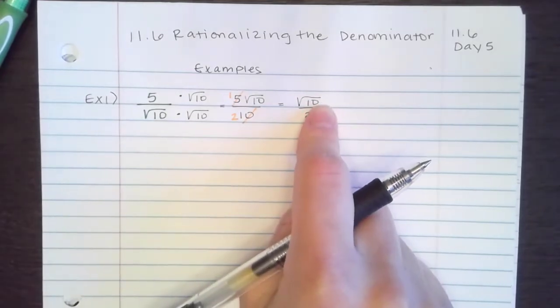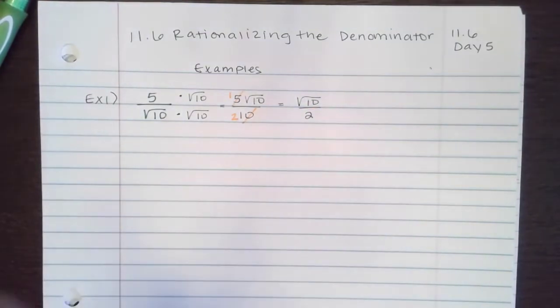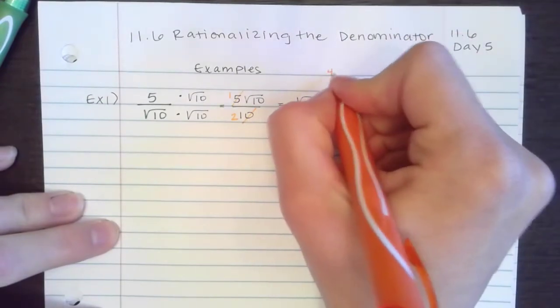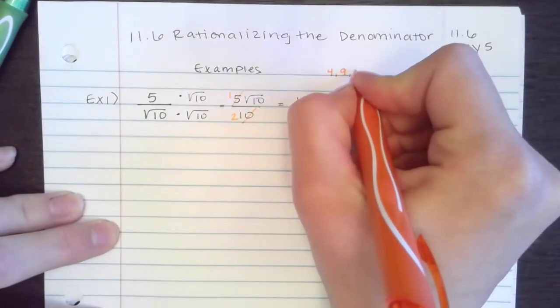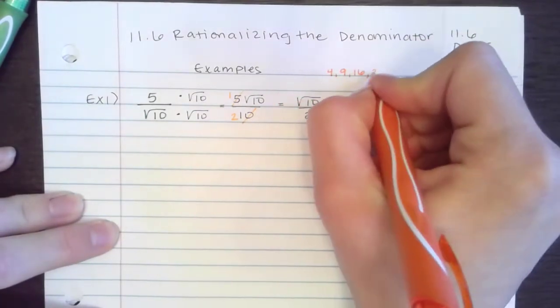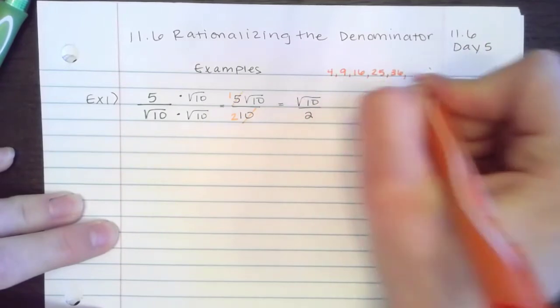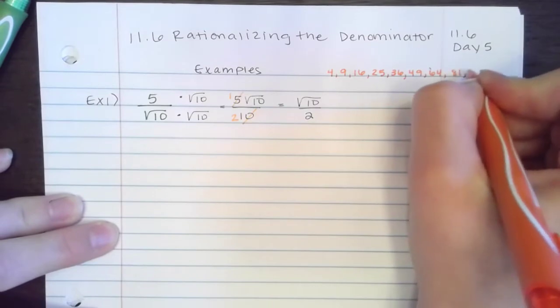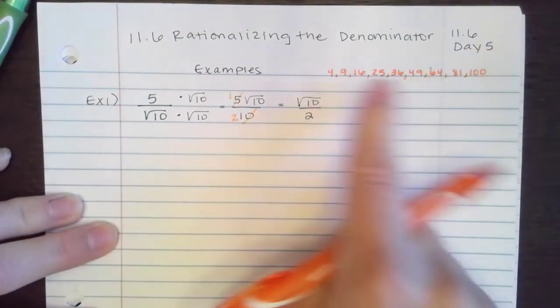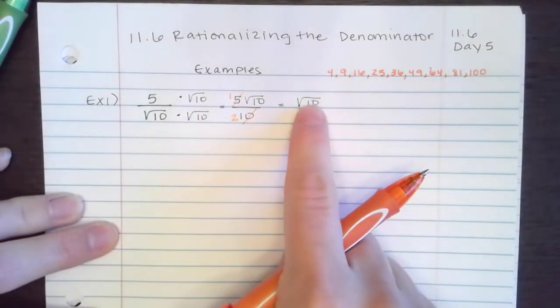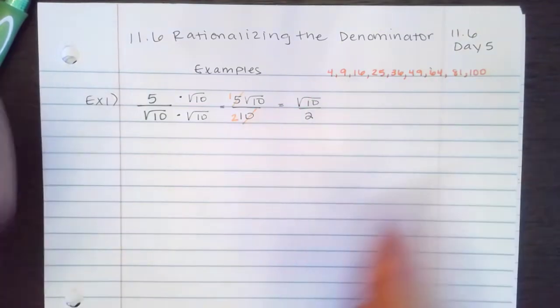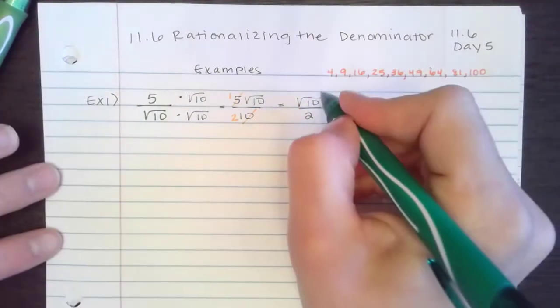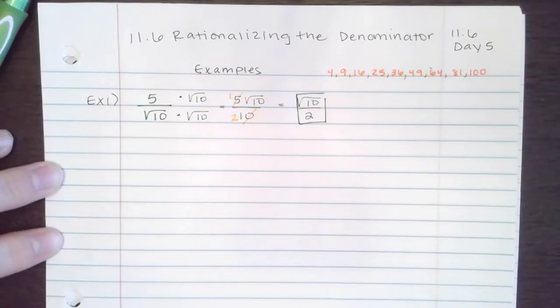And is the square root of 10 simplified? Is there a perfect square? Our perfect squares look like 4, 2 times 2, 3 times 3, 4 times 4, 5 times 5, 6 times 6, 7 times 7, 8 times 8, 9 times 9, 10 times 10. I'm going to keep those up there. Is there a perfect square that goes into 10? Can I simplify that square root? Nope. So therefore, I know that that is my final answer.